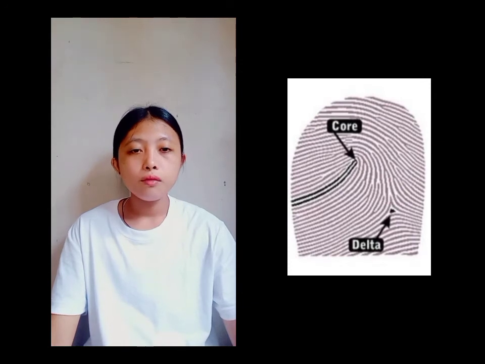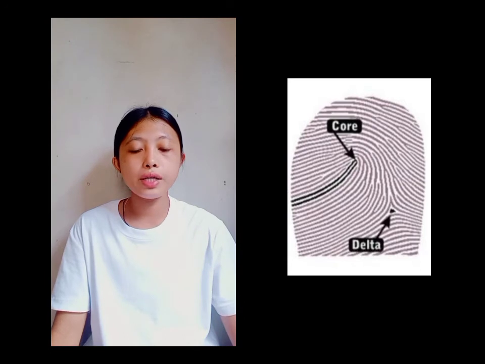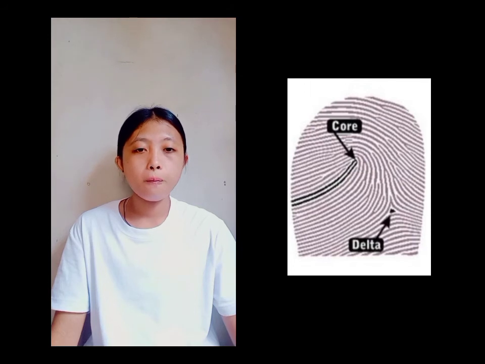So, there are 4 rules in the selection of core. Rule number 1. The core is placed upon or within the innermost sufficient recurve. Rule number 2. When the innermost sufficient recurve contains no ending ridge or rod rising as high as the shoulders of the loop, the core is placed on the shoulder of the loop farther from the delta.